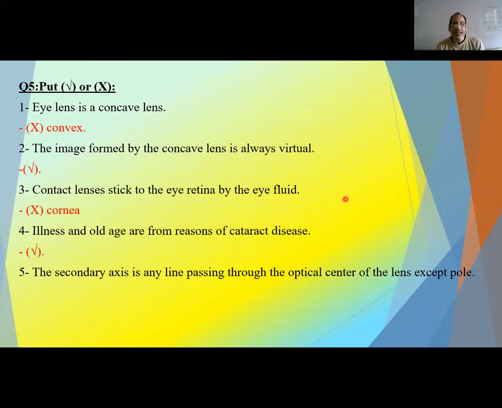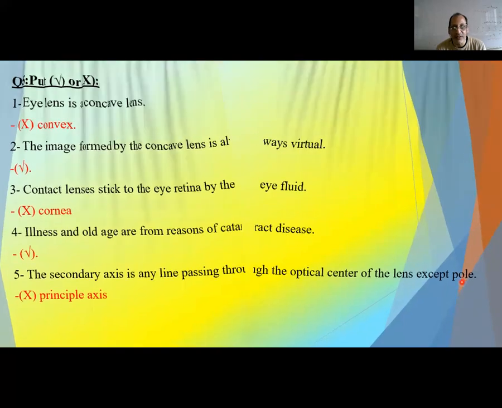The secondary axis is any line passing through the optical center except pool. Look at this: any line passing through the optical center of the lens except pool. Except a pool. Of course, except principal axis, not except the pool. Let's pay attention to one word that changed everything.